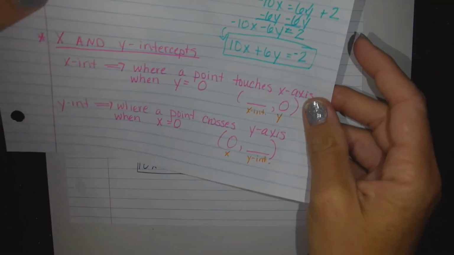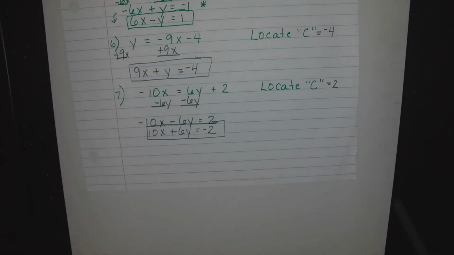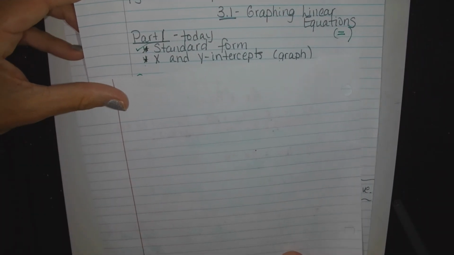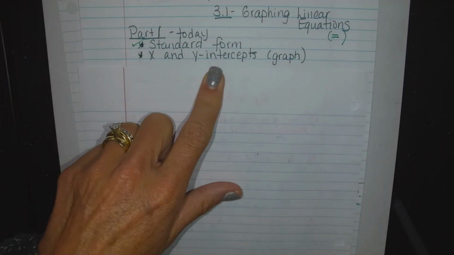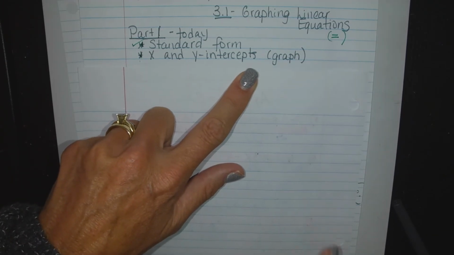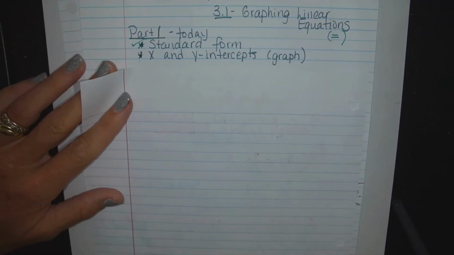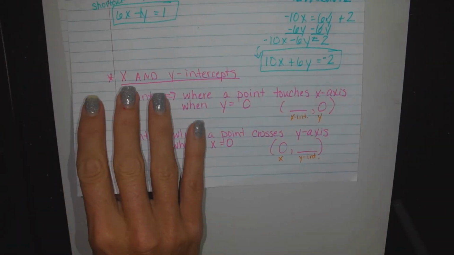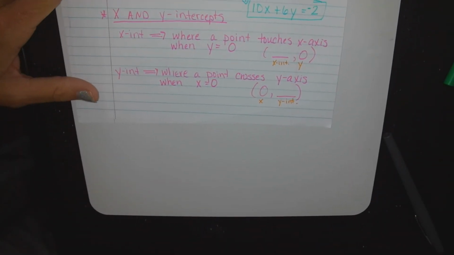Okay, listen, you need to write down the pink. Here are 2 definitions. So real quick, I told you today that we were going to do 2 things. Standard form, we're done, check. Now we're going to move on to x and y intercepts. I've got 2 problems and then I'm done, okay? We are going to graph, it's easy, trust me. I need you to write down the pink x and y intercepts right there.